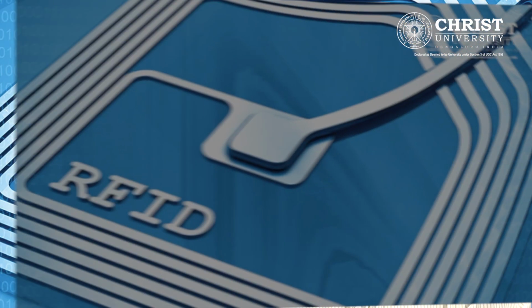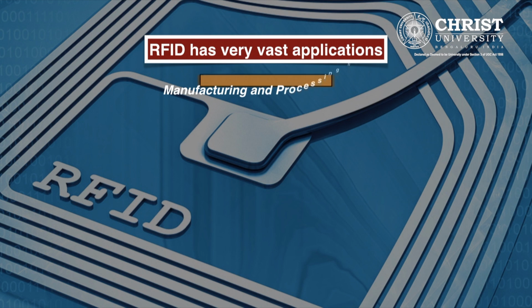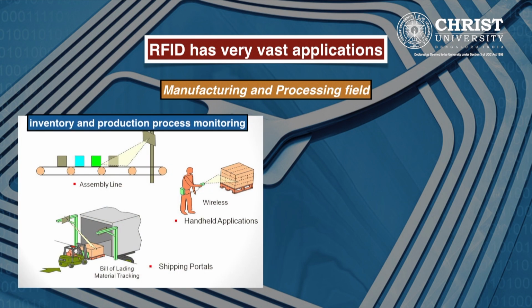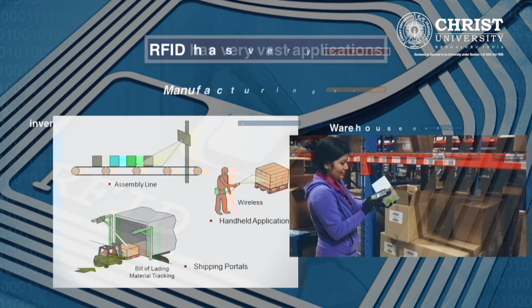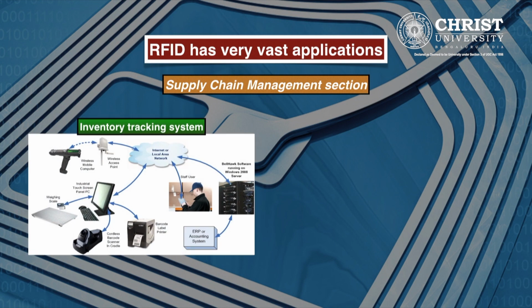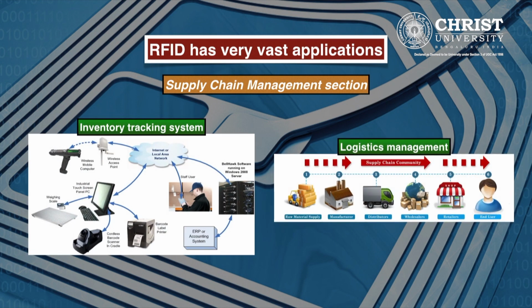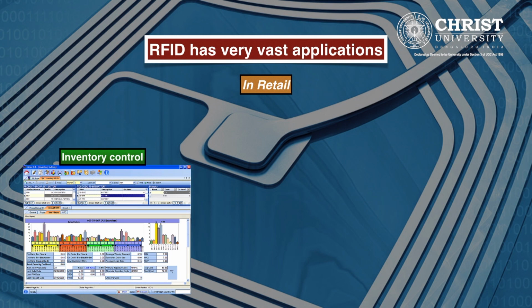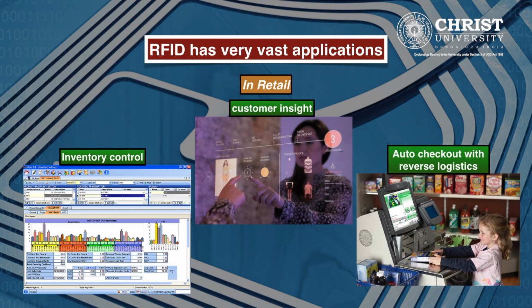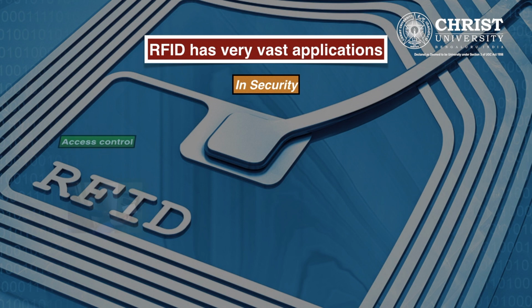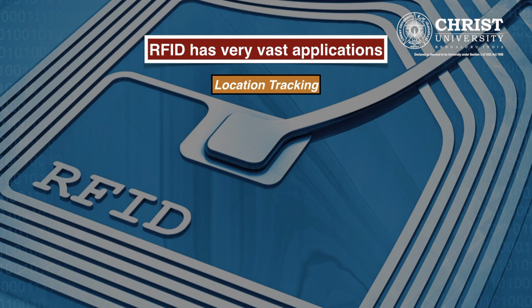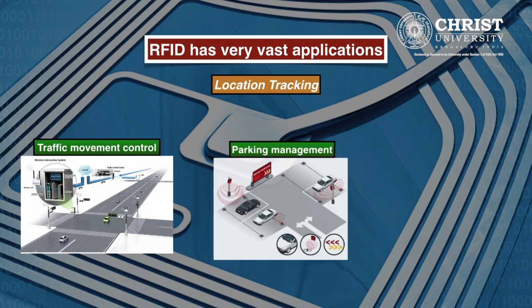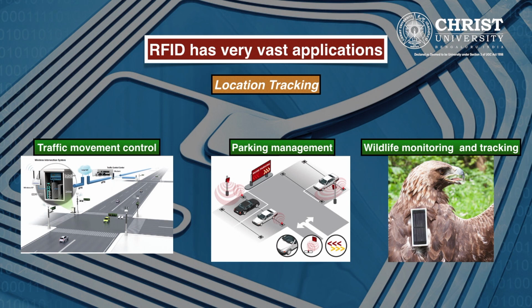RFID has very vast applications. In the manufacturing and processing field, inventory and production process monitoring, warehouse order fulfillment etc. are some applications. In supply chain management, inventory tracking systems and logistics management. In retail, inventory control and customer insight, auto checkout with reverse logistics. In security, access control, counterfeiting and theft control or prevention. In location tracking, traffic movement control, parking management and wildlife or livestock monitoring and tracking are some applications.